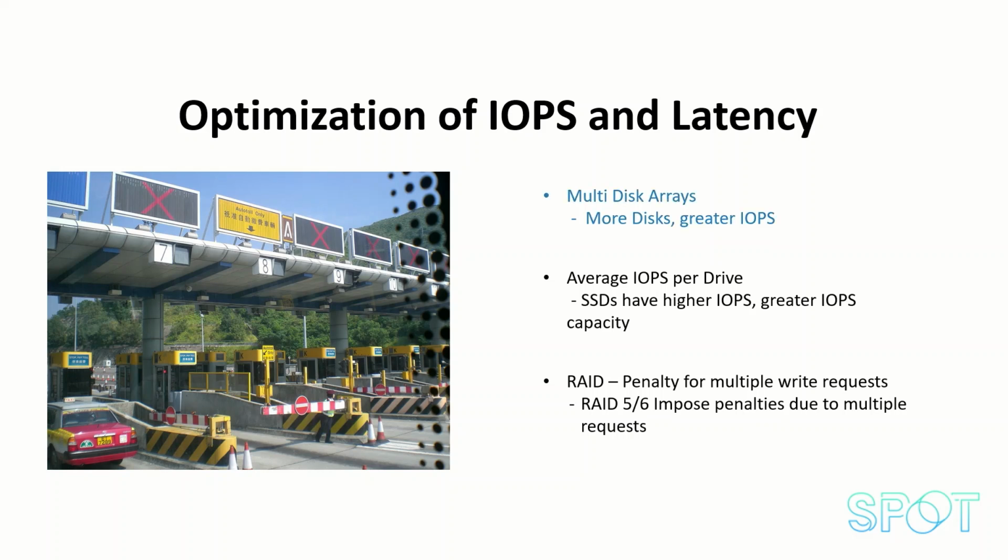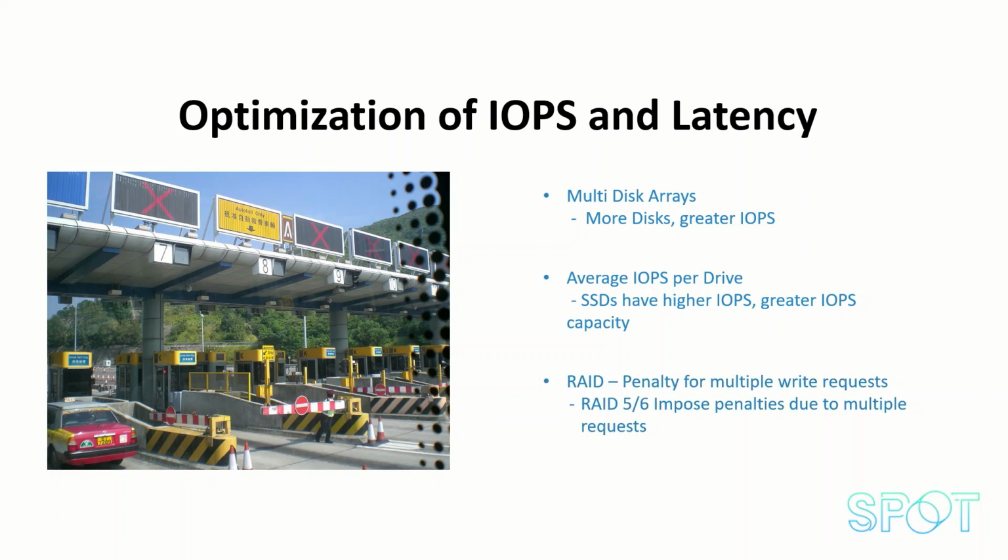So first, it's multi-disk arrays, as more disks in an array means a greater IOPS, as if one disk can perform at 150 IOPS, then 2 can perform at double that, so 300. Now, next is the average IOPS per drive. So the greater the number of IOPS each drive can handle, then the greater the total IOPS capacity. Now, this is largely determined by the rotational speed of the drive.